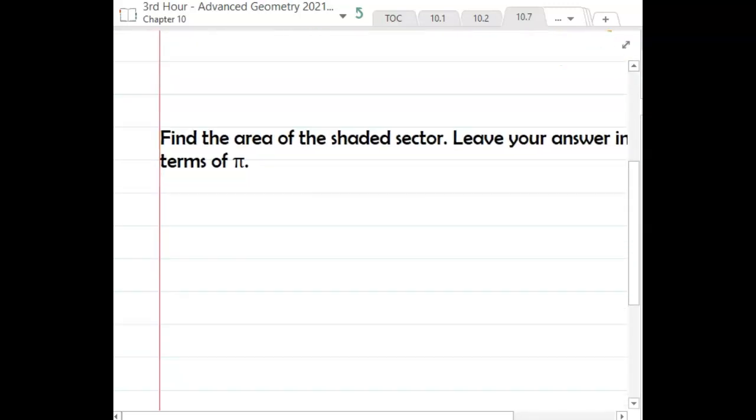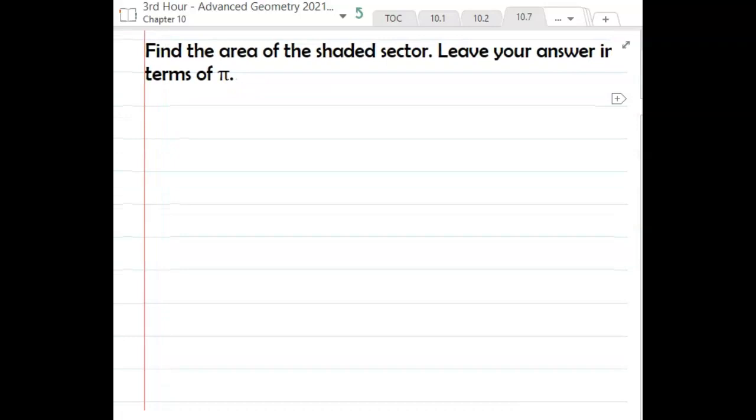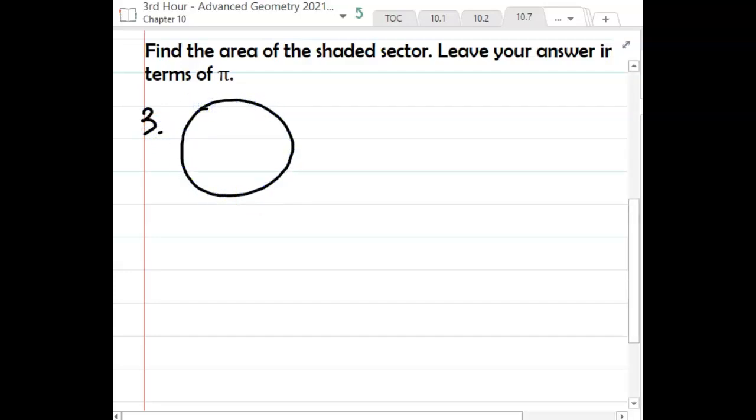Okay, let's move on to finding the area of sectors. So same idea, but just a chunk of the circle instead of the entire circle. So number 3. Got our circle. We're going to be looking at this sector here. So either you can just shade in with your pencil, or if you have colors, that's fine too. We want to find the area of that shaded area. This arc is going to measure 84 degrees. And this measure here is going to be 9 meters.